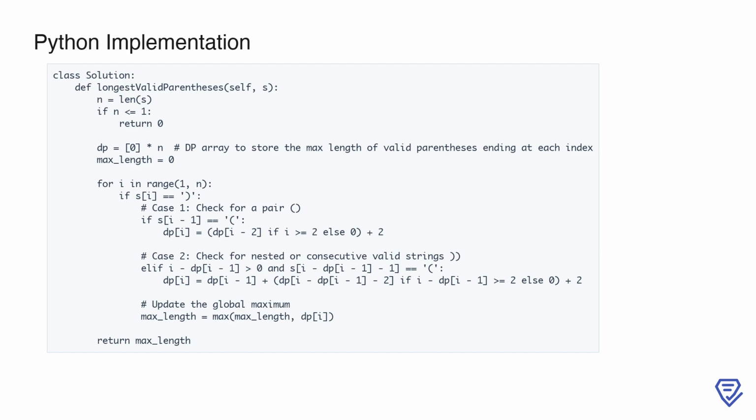This solution has a time complexity of O(n), as it processes each character of the string once, and a space complexity of O(n), due to the DP array. It efficiently handles edge cases and ensures correctness by carefully checking the conditions for valid substrings.